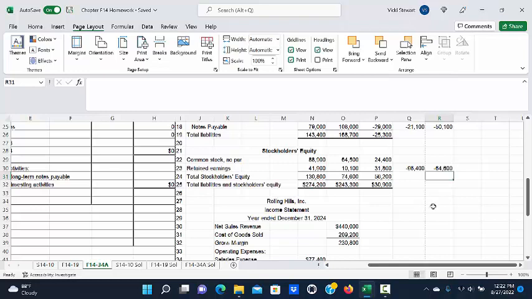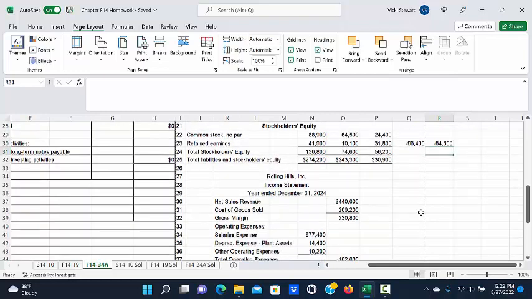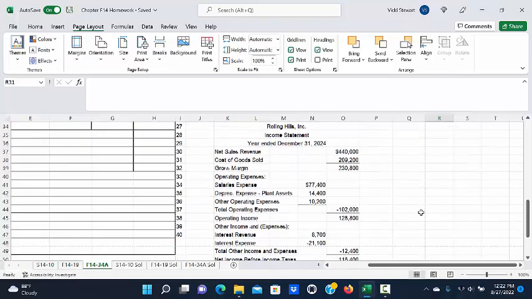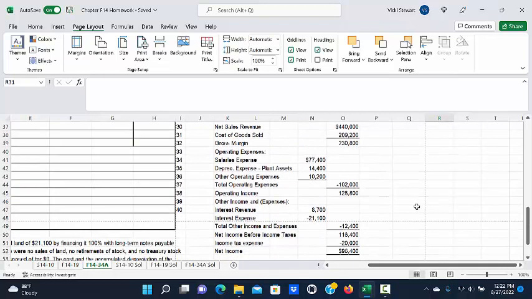So those are all of the adjustments that we need to make to the comparative balance sheet. The next thing we need to do is take a look at our income statement to see whether or not in the calculation of net income if we had any non-cash expenses or any gains on the sale of plant assets.